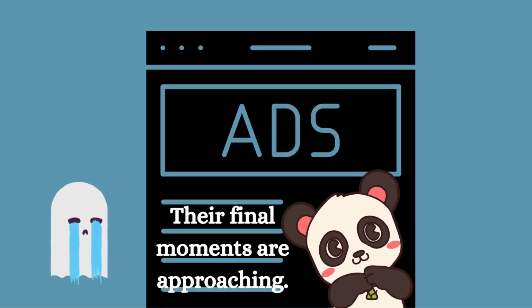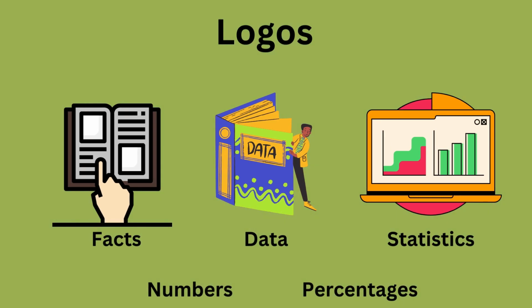Example: an animal shelter advertisement might show heartbreaking footage of abandoned animals to trigger empathy. Logos is when you use facts, data, statistics, and figures to support your argument.